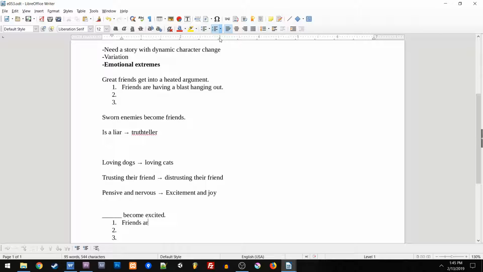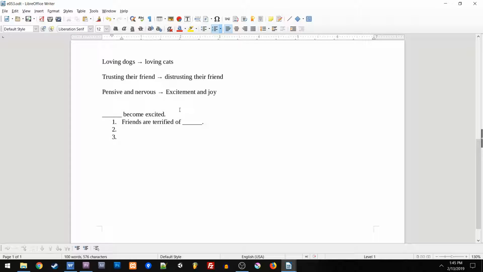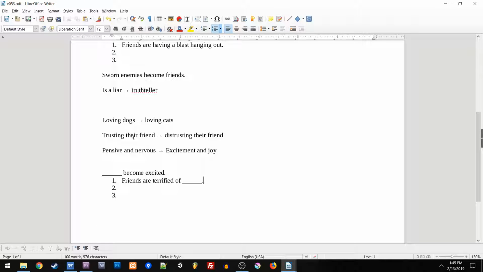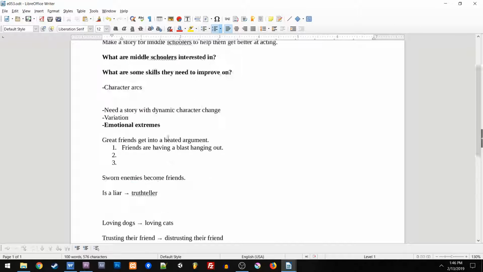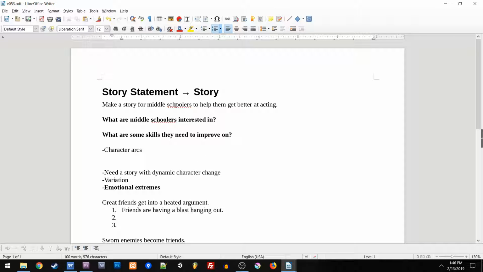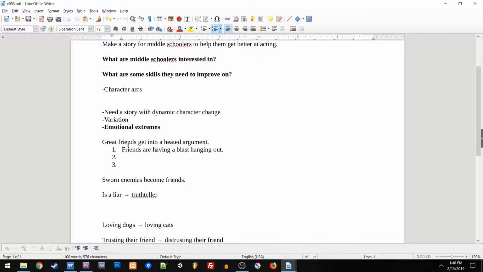So friends are terrified of blank. Could be of a zombie. It could be like a Scooby-Doo sort of situation where they end up being terrified of something and then they find out that it's okay, it's just a mask. So seeing our goal is to help middle schoolers get better at acting gave us these ideas of things that we want to focus on to help them grow.